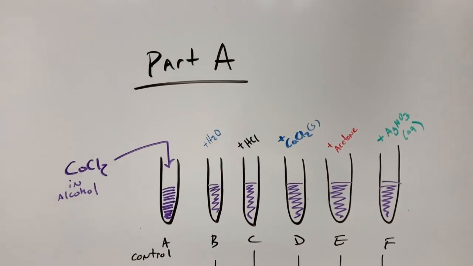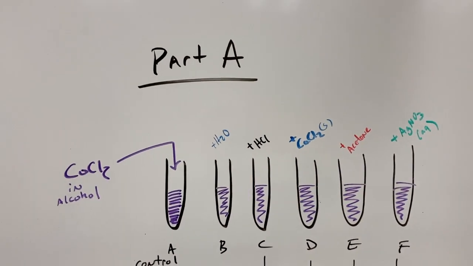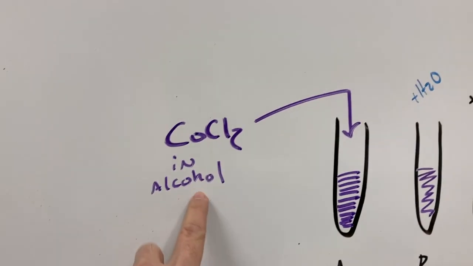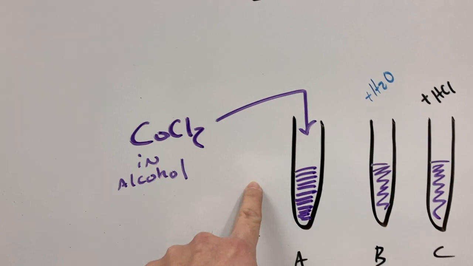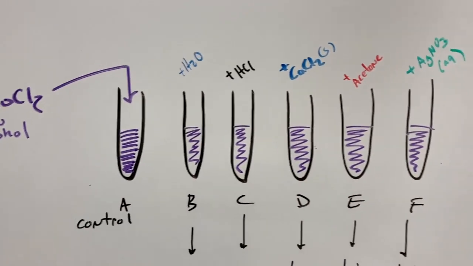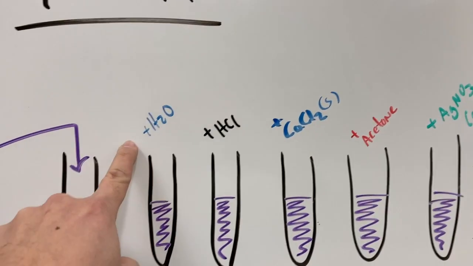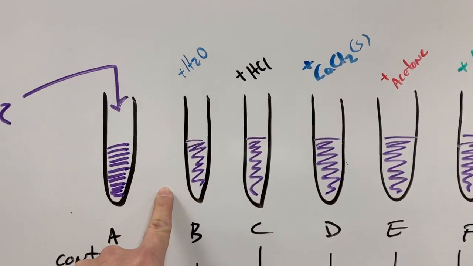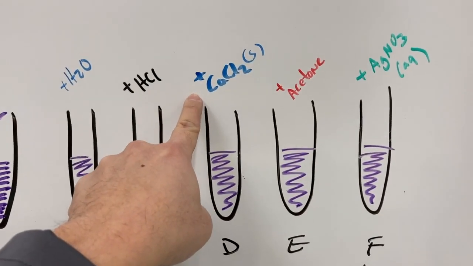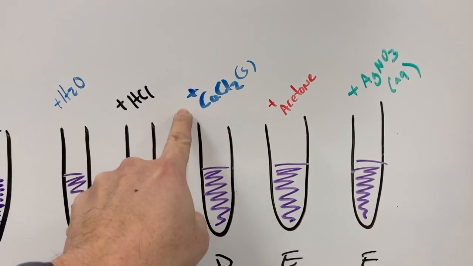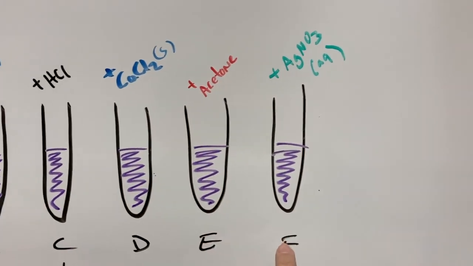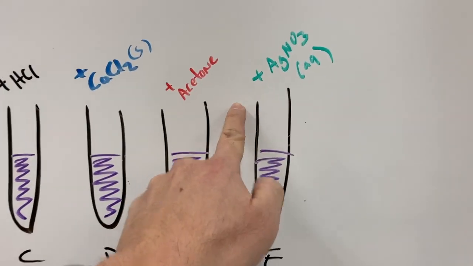In part A, we're going to be evaluating a cobalt chloride solution. The cobalt chloride is going to be dissolved in alcohol, and it's going to start as a vibrant purple violet color, and we're going to subject it to water and see what happens to that system. In the next tube, calcium chloride, but specifically the chloride is what's important here. And then in tube E, acetone, and then tube F, silver nitrate.